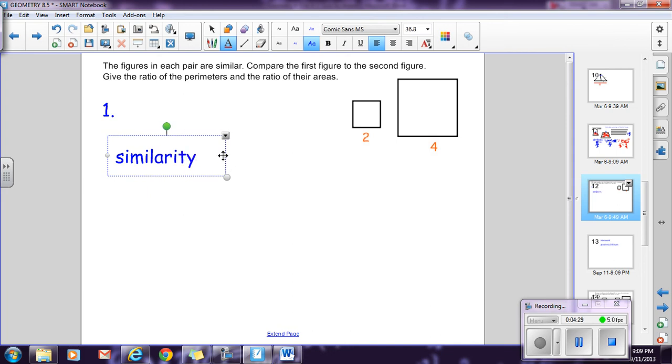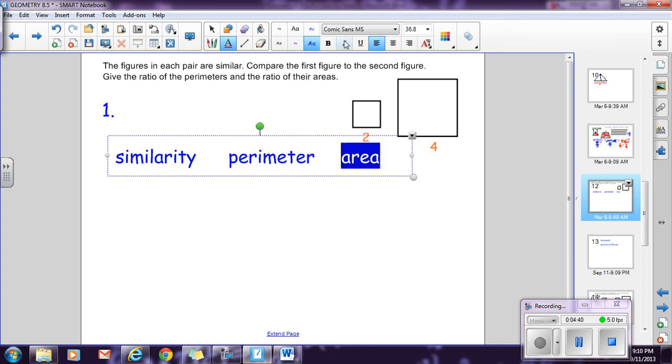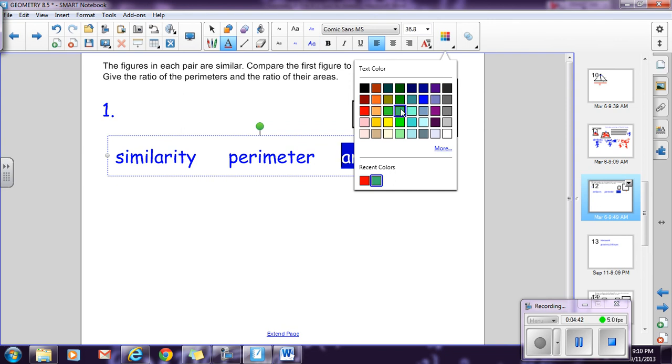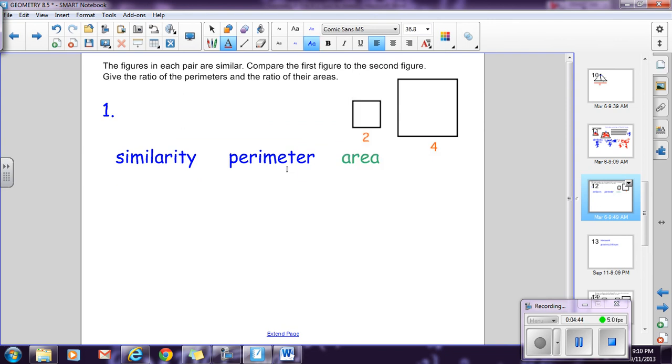Similarity. I like making this little graph, this little part here. Similarity, we're going to talk about similarity. We're going to talk about their perimeter, and we're going to talk about their area. And now I'm going to make area in a different color, because area is handled a little differently. We'll make it green this time. All right, here we go.